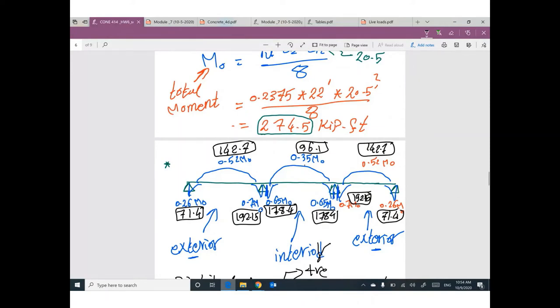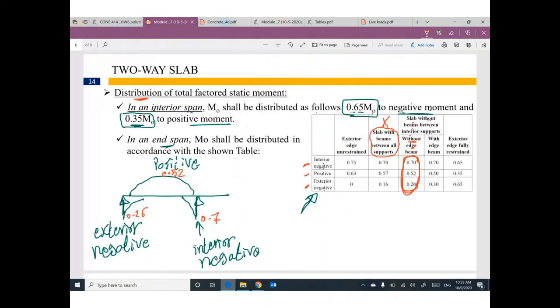For the exterior panel, we need to go back to this little table to figure out which case you are using. Most of the time, slab without beams, without edge beam, uses these values. This one is the interior negative. This one is the exterior negative. This one is the positive. All of this is for the end span, end panel. Do you have any questions so far?